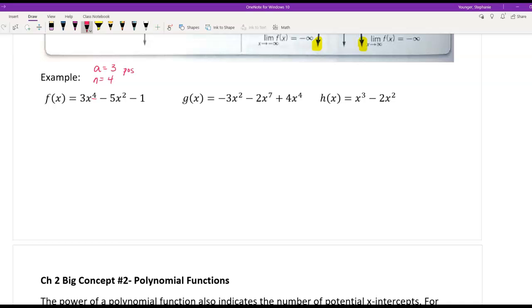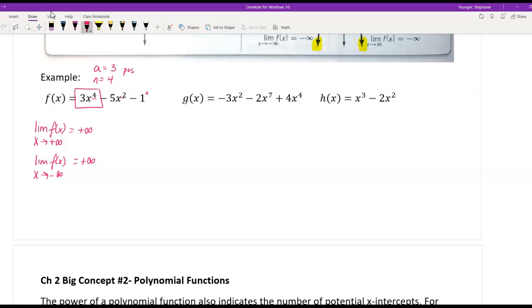Our powers are 4, 2, and this has a power of 0. So yes, this right here is our leading coefficient, or leading term. So because we know a is positive and n is even, we can automatically use the fact that the limit of f of x as x approaches positive infinity equals positive infinity, and the limit of f of x as x approaches negative infinity is still going to be positive infinity.